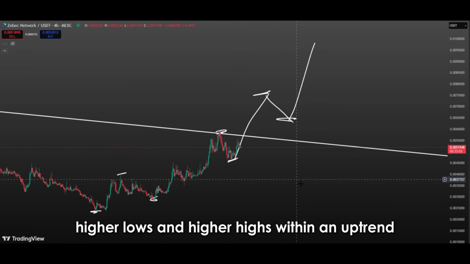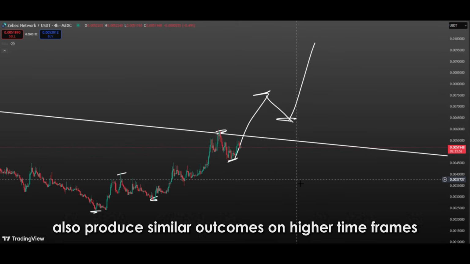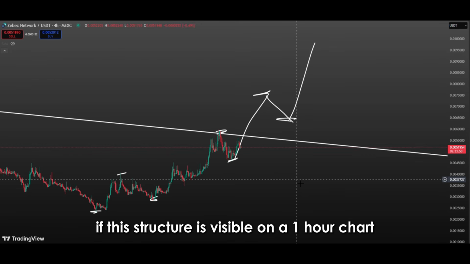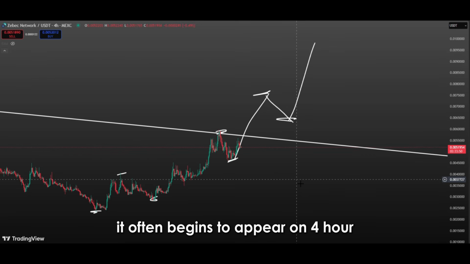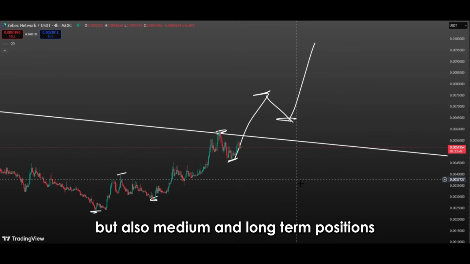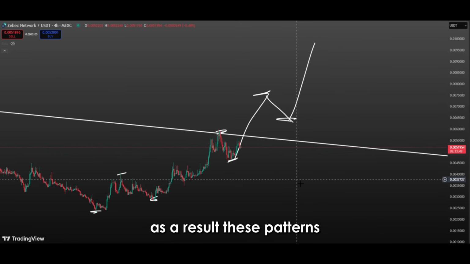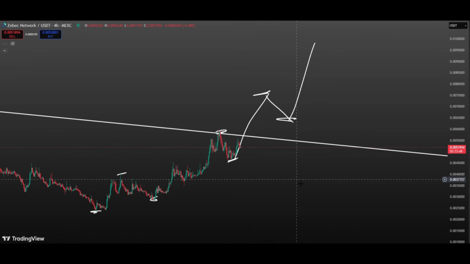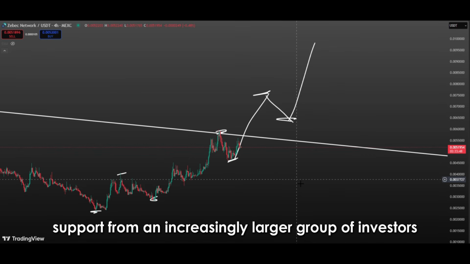Higher lows and higher highs within an uptrend also produce similar outcomes on higher time frames. For instance, if this structure is visible on a 1-hour chart, it often begins to appear on 4-hour or daily charts as well. This encourages investors to take not just short-term, but also medium and long-term positions. As a result, these patterns start to generate a chain of positive signals, and the uptrend gains support from an increasingly larger group of investors.